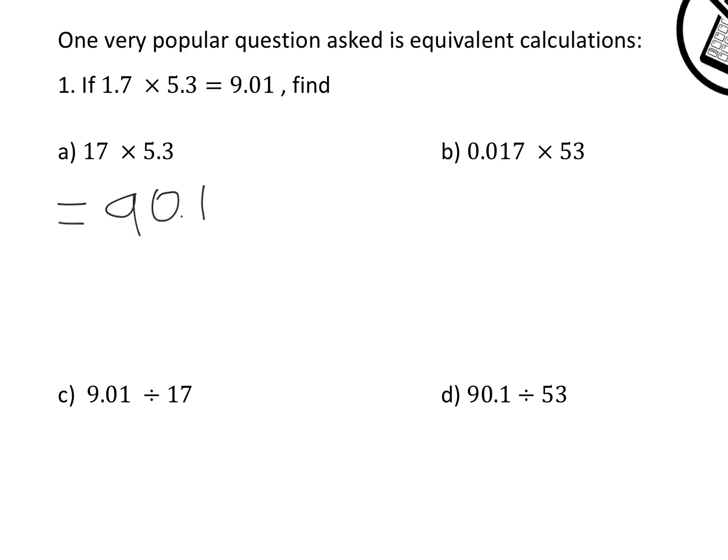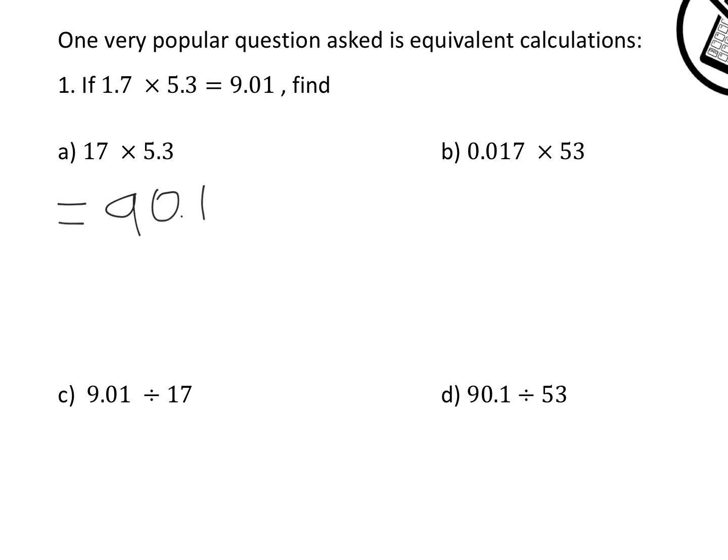Now there's only one change there. They only changed the 1.7 to 17, so I pretty much did that all in my head. But when it gets more complicated, when there's a lot of changes, I recommend doing it in multiple steps, not just all in your head. Recipe for disaster. So let's look at B. It's a bit like that. We've not got 1.7, we've got 0.017, and we haven't got 5.3, we've got 53.